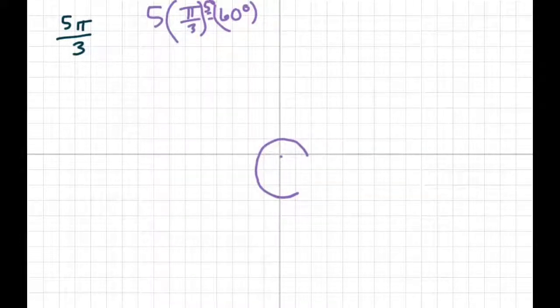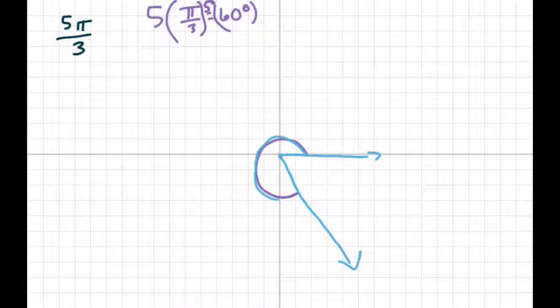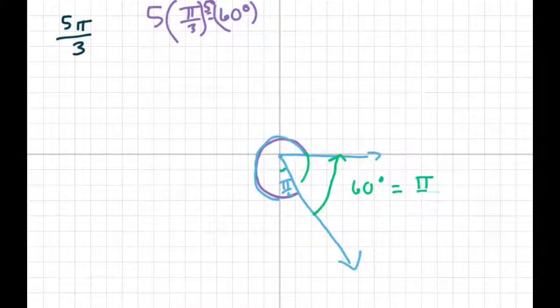So this is your initial side, and your terminal side would be right there. We know all the way around here is 270, we add 30 more. 30 degrees is pi over 6, but when we're in quadrant 4, what we're going to do from the terminal side is draw up to the x-axis. If we know this is 30, then this has to be 60. And 60 degrees is pi over 3. So that's your reference angle.